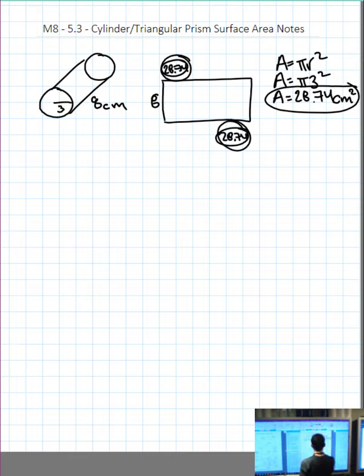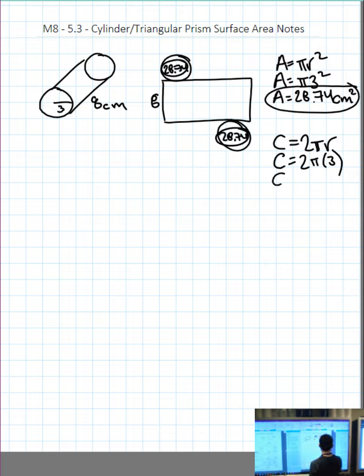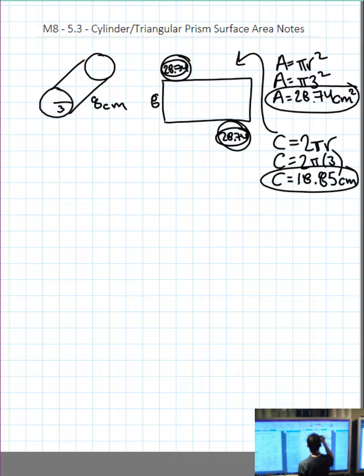So we have C equals 2 pi r. Therefore, C equals 2 pi times 3, which is 6 times pi, which is C equals 18.85. I'm going to round to 2 decimals. That's also simply centimeters. I'm going to circle the answer. It's a partial answer. And I'm going to put it in the diagram exactly where it belongs. That calculates this side length, 18.85.